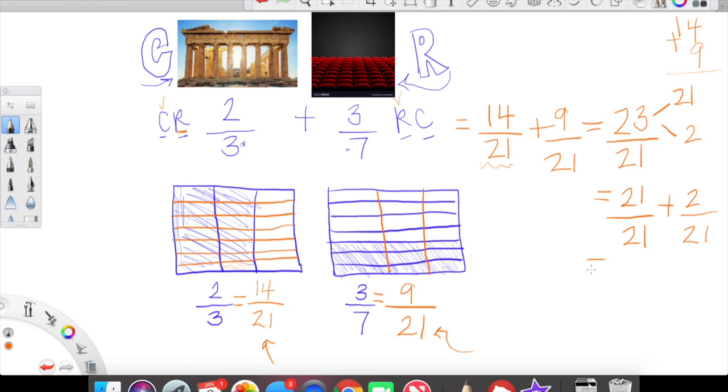Our goal is to make this improper fraction proper. You guys know that 21 21sts is equal to the whole number 1. Booyah. And then we have our 2 21sts. So our final answer here, you geniuses, is 1 and 2 21sts. Ding, ding, ding, ding, ding, ding.